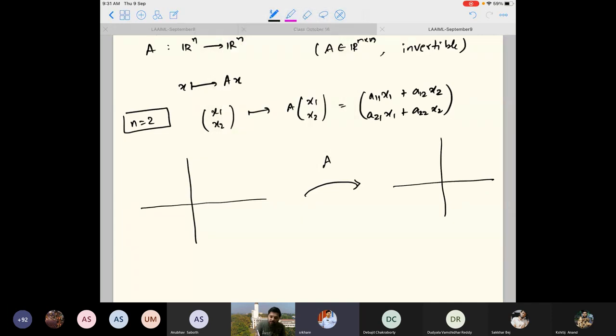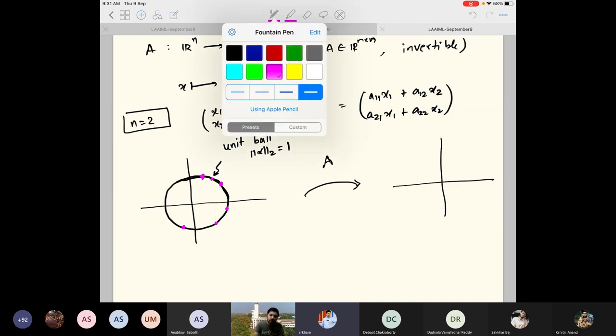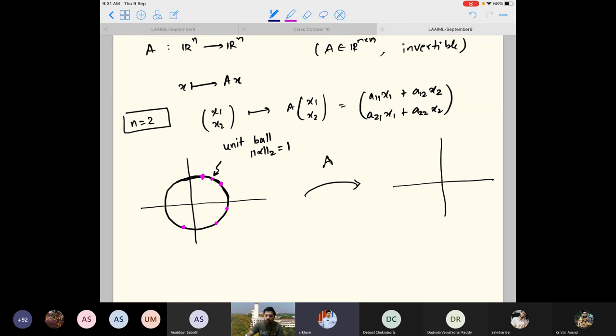So first business, draw a unit ball. So this is a unit circle, unit ball. What is this? 2 norm of x is equal to 1, right? And now I apply A on each of these vectors. This is one vector. This is another vector. There are infinitely many vectors on this unit ball. I'll apply A to each of these and see where they go to. They may go in different directions, different places. So what really happens, I'm going to draw directly and then you can see.